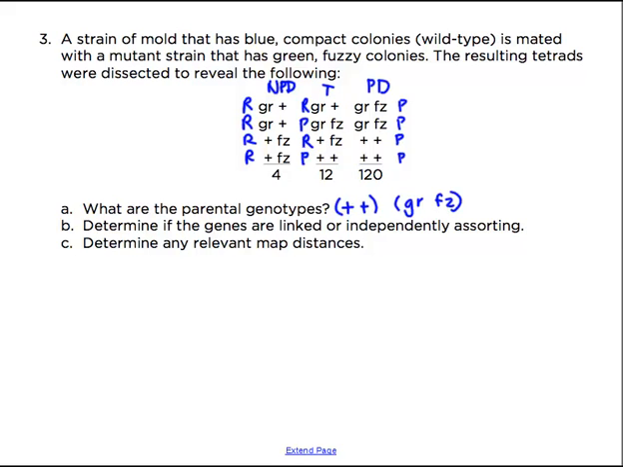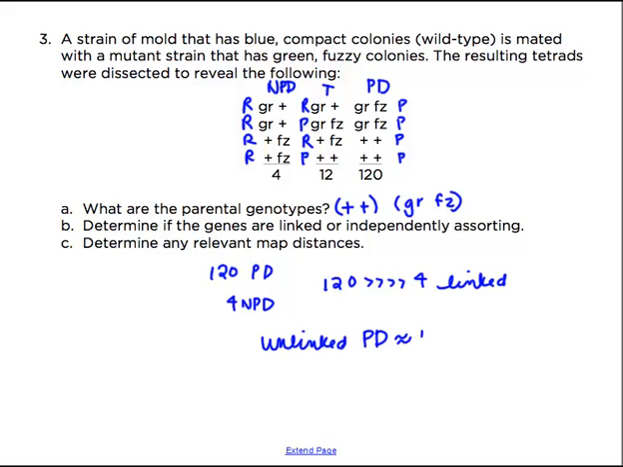So it's asking if the genes are linked or independently assorting. Well, we have 120 parental ditypes and only 4 non-parental ditypes. And because 120 is much greater than 4, we're going to say that these genes are actually linked. And remember, that's because if genes were unlinked, you would get a roughly equal amount of parental ditypes to non-parental ditypes. So these are linked.